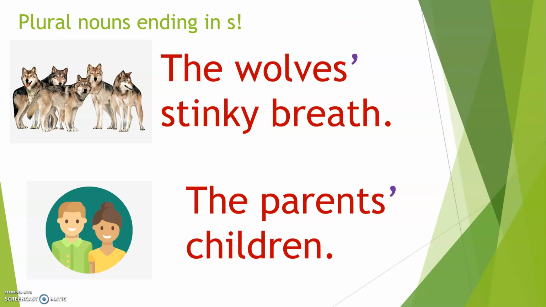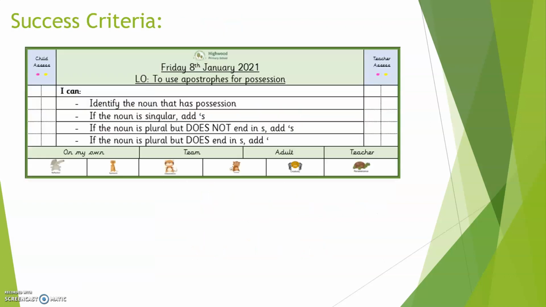I bet they wish it didn't, but they do. And therefore we have an apostrophe after the S, not an apostrophe S. Otherwise it'd be the parents', which again doesn't quite sound right, does it? So if we have a plural noun that ends in S, we put an apostrophe, not an apostrophe S.